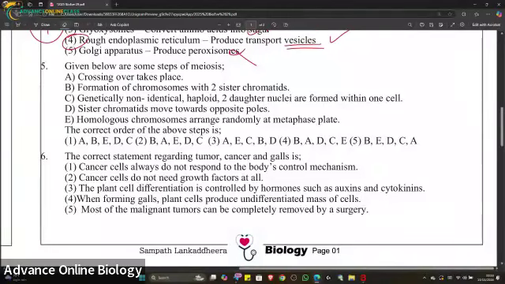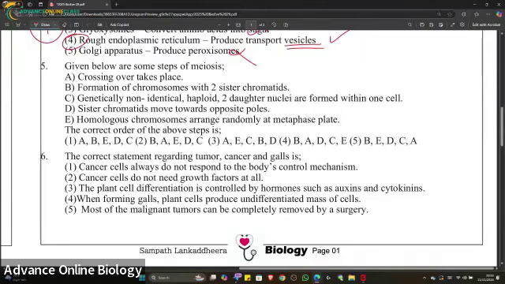We know, people, this says meiosis. So chromosomes with two sister chromatids, this is happening in prophase. In prophase, you can see that the chromosomes with two sister chromatids are going to form. Genetically non-identical haploid two daughter nuclei are formed.